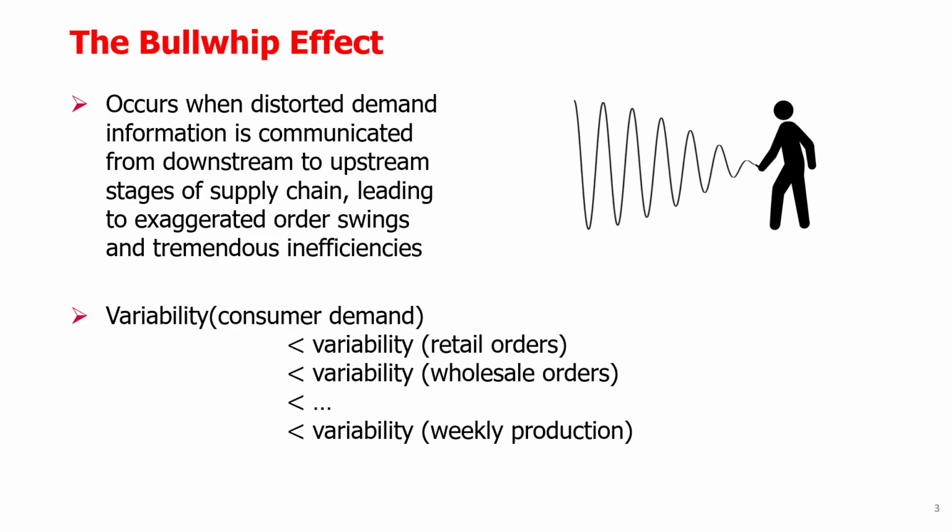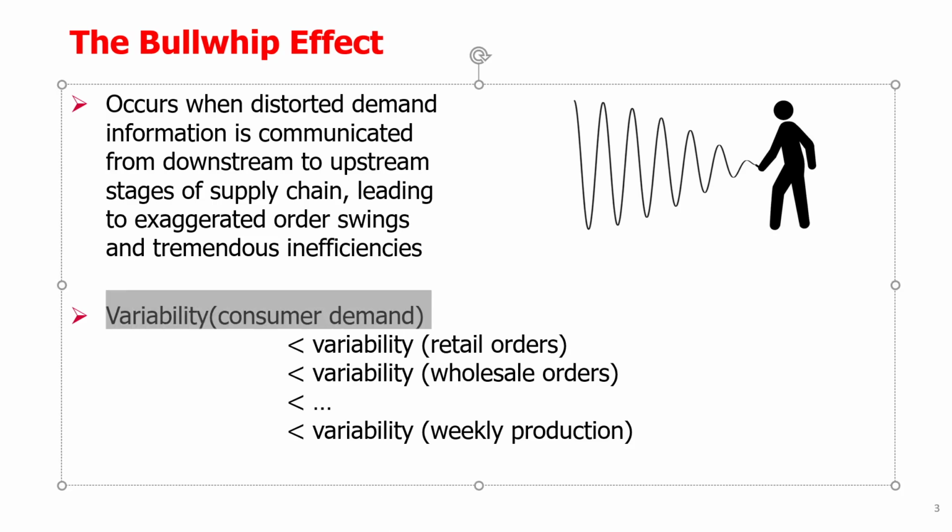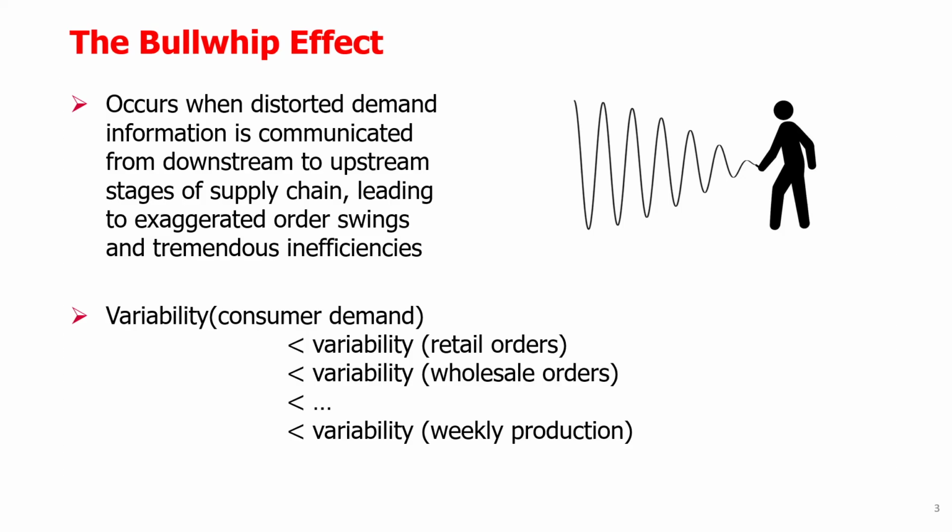The way we can measure it is when we see that the consumer demand varies just not that much, and then we see that retail orders vary much more and wholesale orders vary even more. And as you go upstream, up the supply chain stages, you will discover there is more and more variability. Then there is a bullwhip effect. So it's similar to the bullwhip. If you move it a little bit in your hand, the end of the bullwhip swings much more.